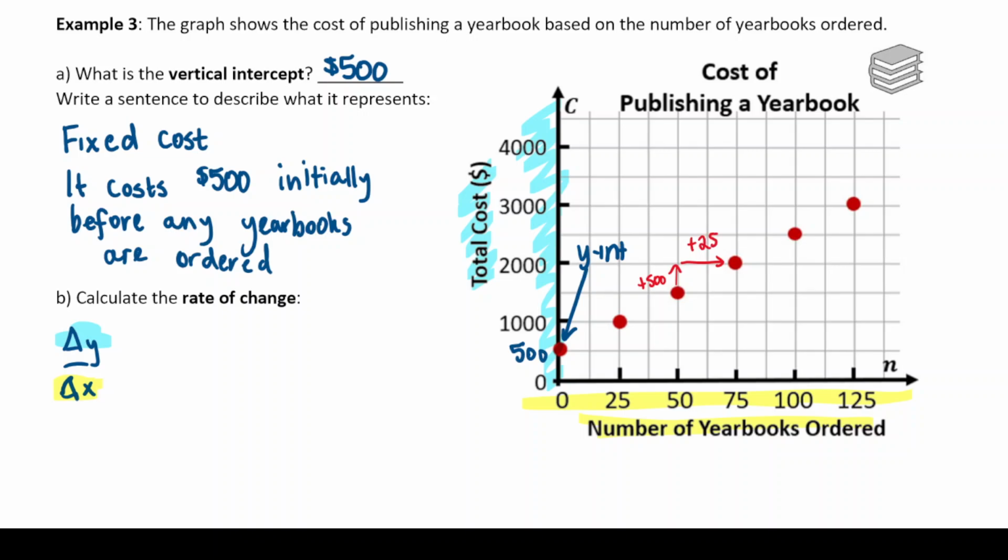So we've got an increase in $500 for 25 more books ordered. If you divide those values, you get 500 divided by 25, $20. That means every time you buy a book, it's going to cost you $20 extra. Okay, so the y values were going up by $500. The x values from point to point are going up by 25 books.